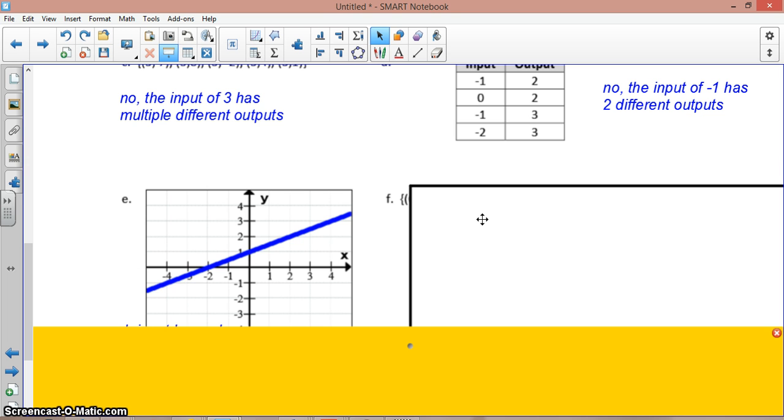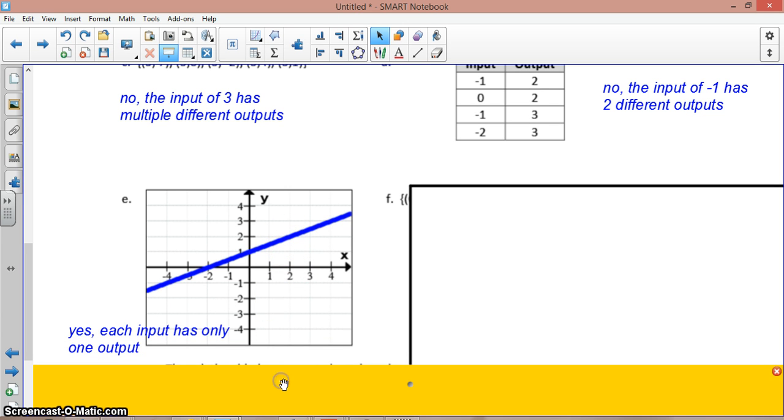Look at letter E. We have a straight line graph. And if you notice, each of these x values has only one y value. This x of -4 has one y down here. This x of 0 has a y up here. This x of 2 has a y up here. Each of those x's has only one y, or each input has only one output.